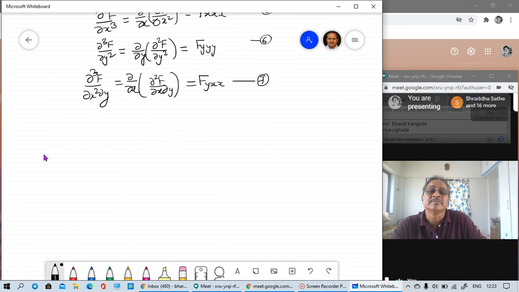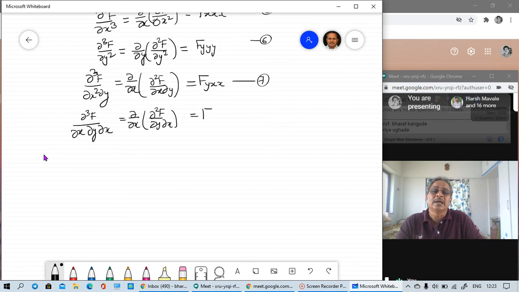So that is equation number 7. Okay, now you can write the next ones easily. If I write this way, next is ∂³f/∂x∂y∂x. So this is nothing but ∂/∂x of ∂²f/∂y∂x. Therefore, in shortcut I can write this as first x, then y, and then x again. So this is equation number 8.